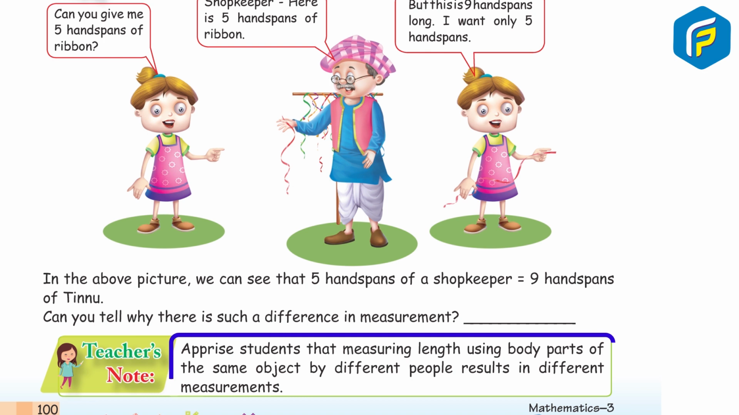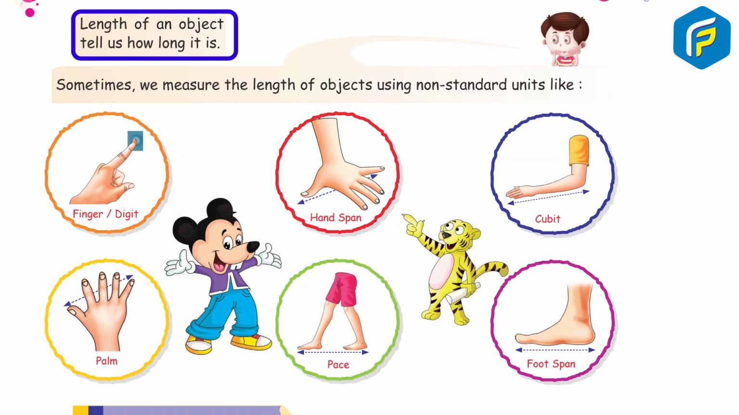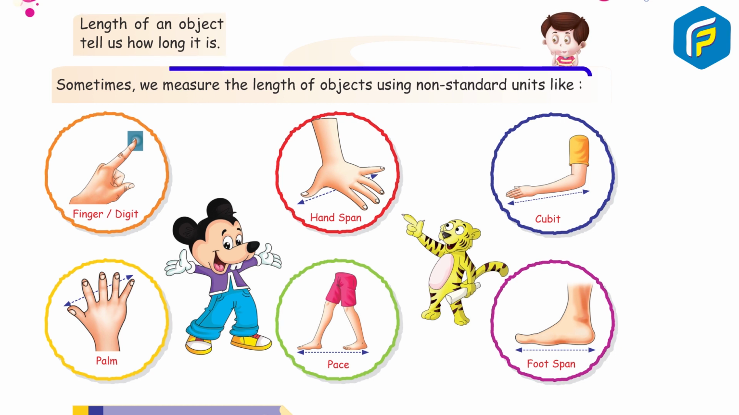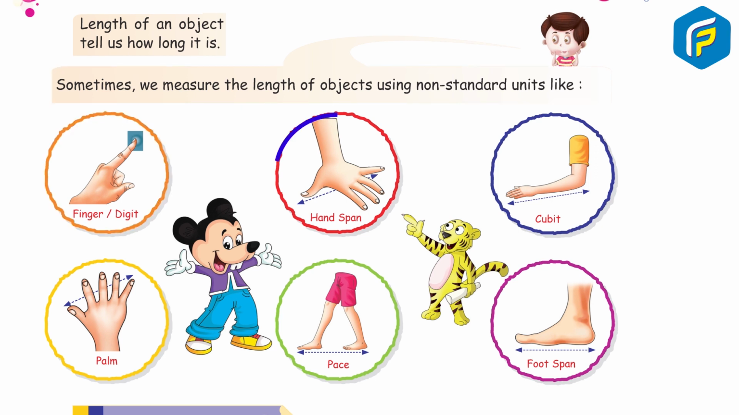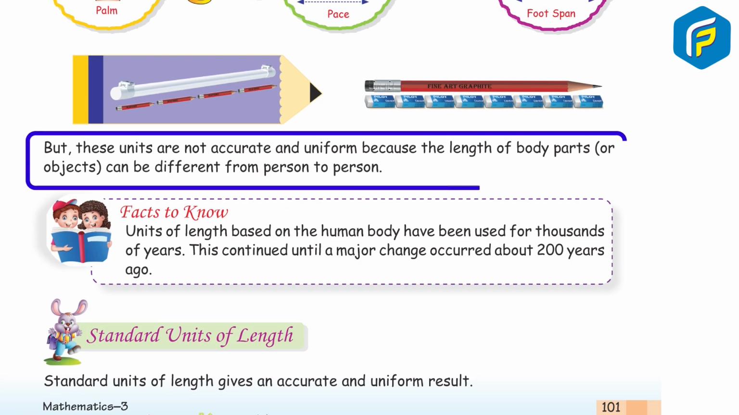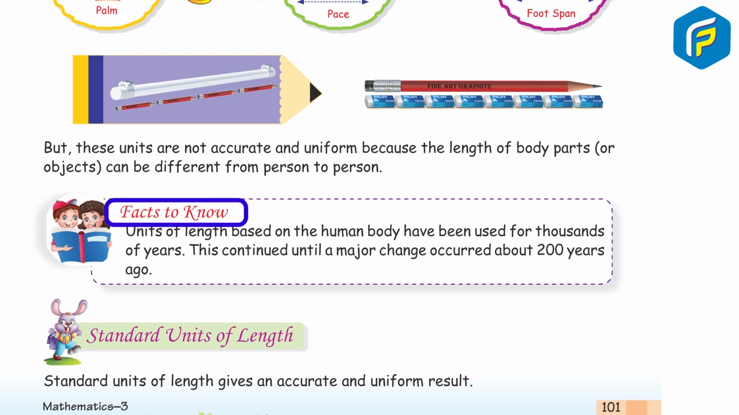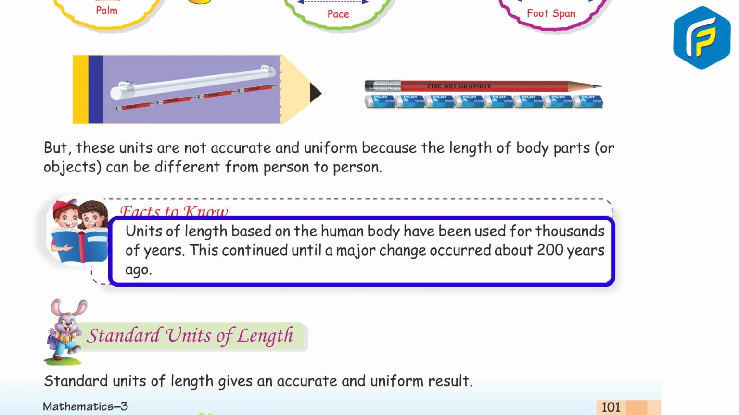Teacher's note: apprise students that measuring the length of the same object using body parts by different people results in different measurements. Length of an object tells us how long it is. Sometimes we measure the length of objects using non-standard units like finger, digit, hand span, cubit, palm, pace, foot span. But these units are not accurate and uniform because the length of body parts can be different from person to person. Facts to know: units of length based on the human body have been used for thousands of years. This continued until a major change occurred about 200 years ago.